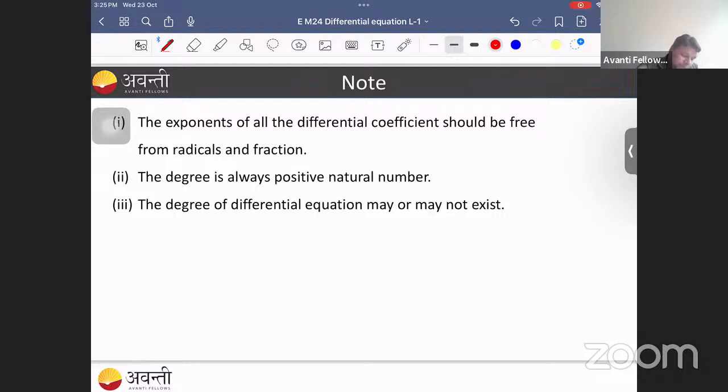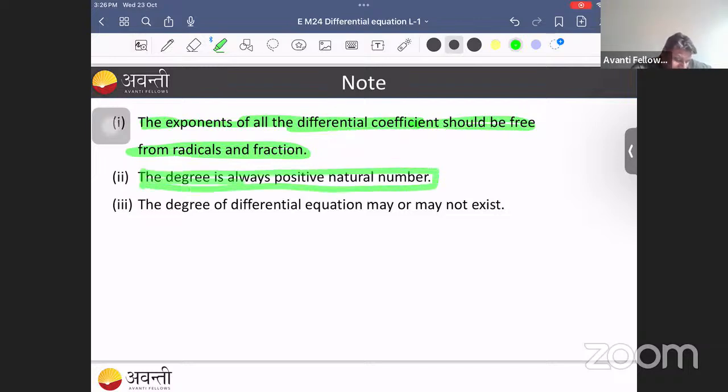Now see, that point is also mentioned here. The exponent of all the differential coefficients, differential coefficient means dy by dx, d2y by dx square and so on, should be free from radicals and fractions. The exponents of all the differential coefficients should be free from radicals and fractions. Got it? Next, degree is always a positive number. It cannot be 1 by 2, 1 by 3, 1 by 5. It is always a positive number.